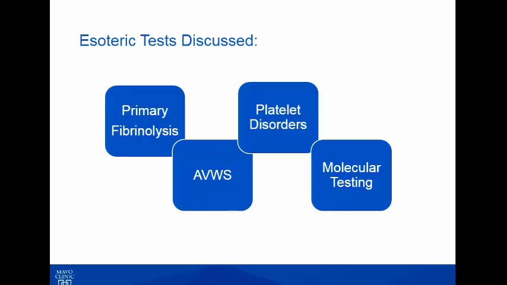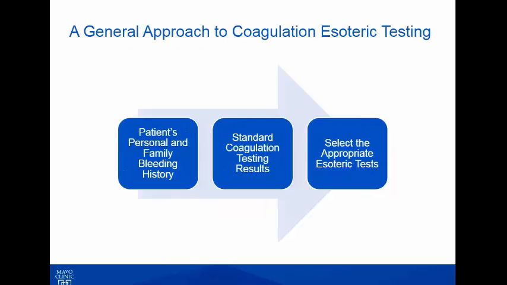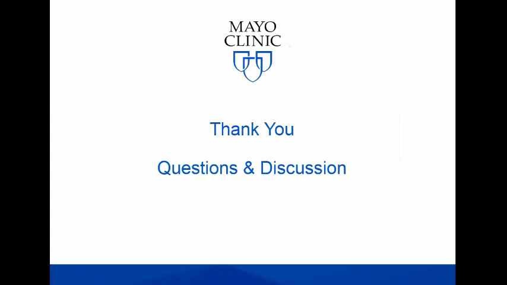So I covered briefly the four small topics regarding esoteric testing. And again, the general approach is to start with clinical history, use available laboratory results within your institution or with some other reference lab, and then appropriately select the best esoteric test target to diagnose rare bleeding disorders. Thank you very much.